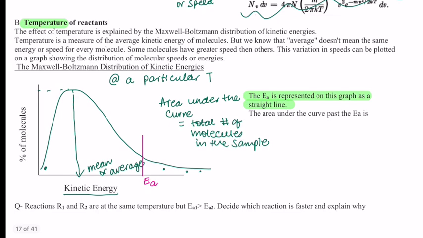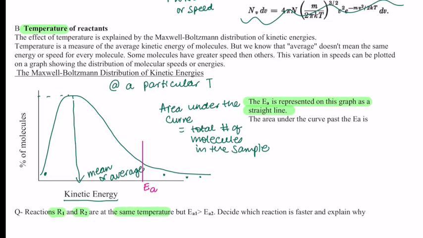Before we look at how to use the Maxwell-Boltzmann curve to explain increase in reaction rate with increasing temperature, let's look at a practice question. Reactions R1 and R2 are at the same temperature, but EA1 is greater than EA2. Decide which reaction is faster and explain why.